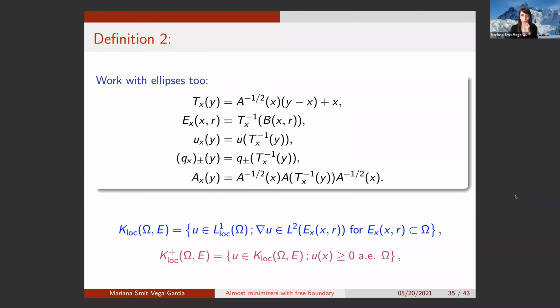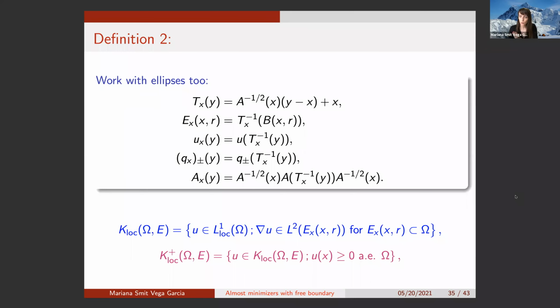So here the T_x transformation is the one that we would expect with this appropriate choice of the matrix. Then I'm calling E our ellipses that are transformed from the balls. I have a new function u_x out of u. The functions Q, of course, are going to change. And now the matrix changes in a certain way so that I can preserve this property that I want of being the identity at a given point. And in this context, having changed the variables, we have the set of admissible functions for which we are going to compare ourselves with the energy of other competitors over ellipses instead of balls.